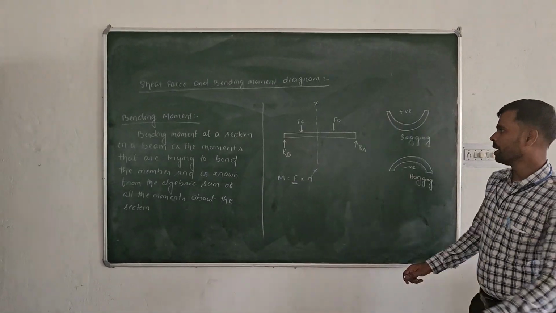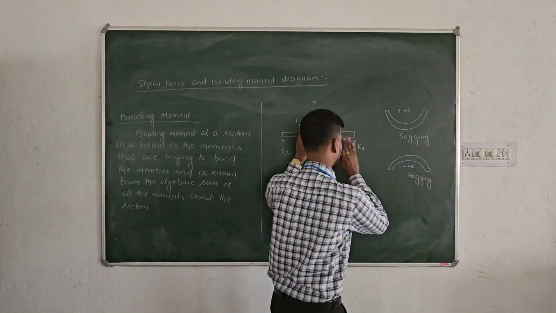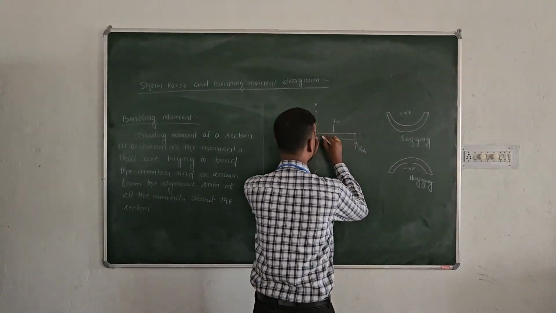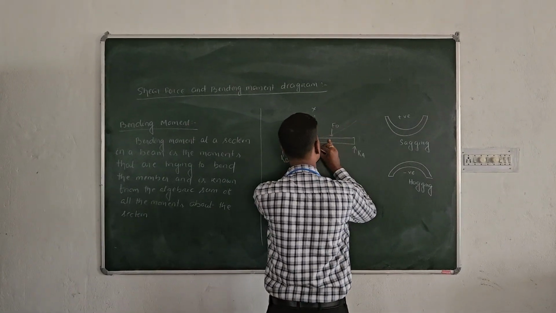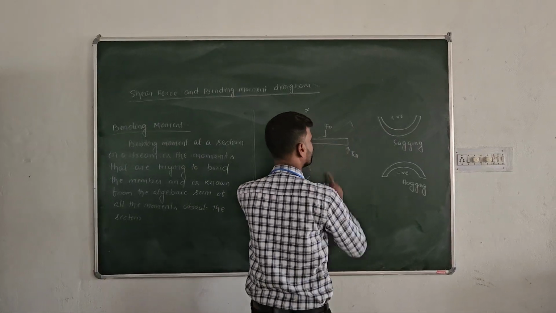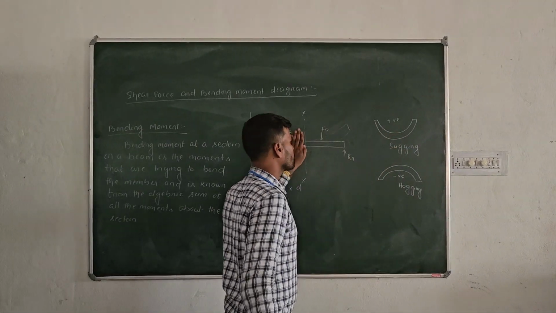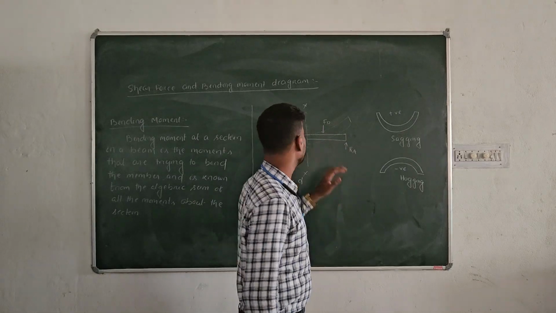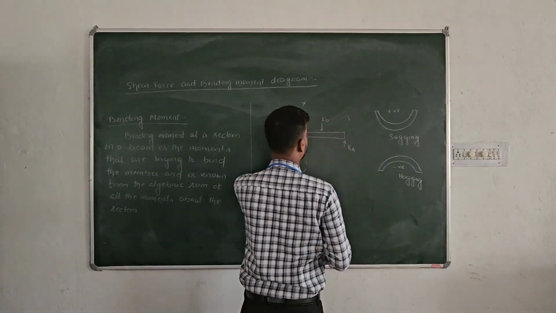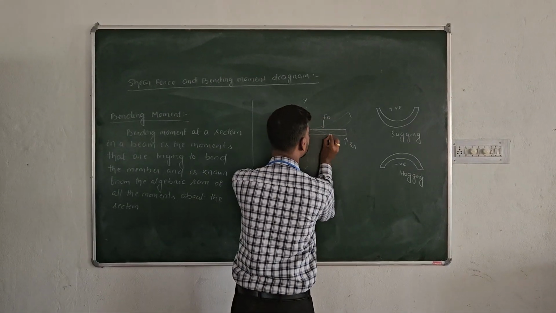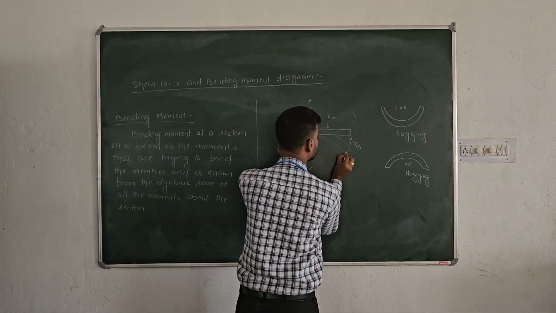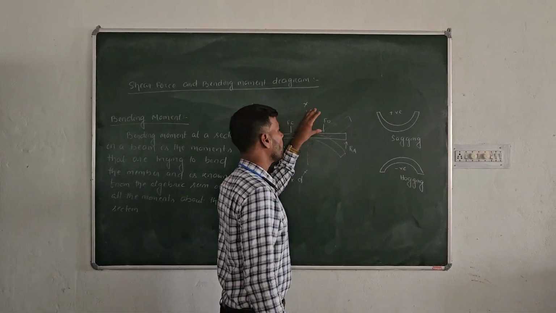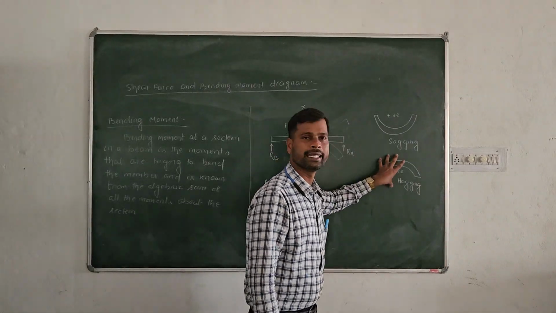If we consider this side of the beam, the right side of the beam, if only the RA reaction is acting there, then there is a tendency that it will bend the beam in this direction. This causes a section like this. So the moment due to RA will be positive. And if only the FD force is acting, then there is a tendency that the beam will bend in this direction. This creates a section like this. So the moment due to FD will be taken as negative.